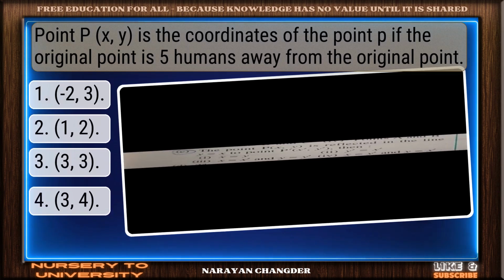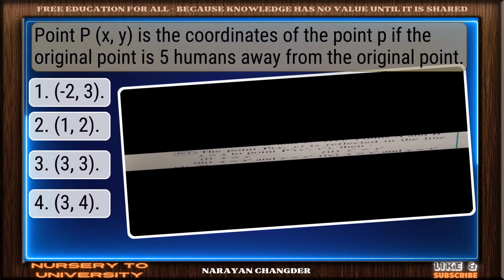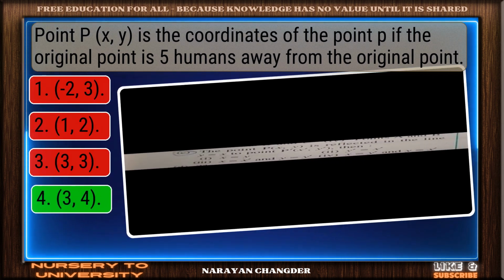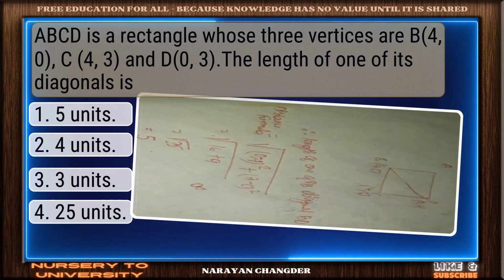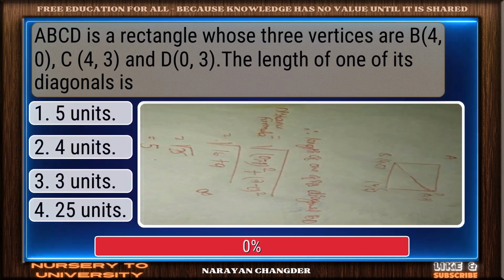Point P is the coordinates of the point P if the point is 5 units away from the origin. Clear logic is sound. ABCD is a rectangle whose 3 vertices are B, C, and D. The length of one of its diagonals is.